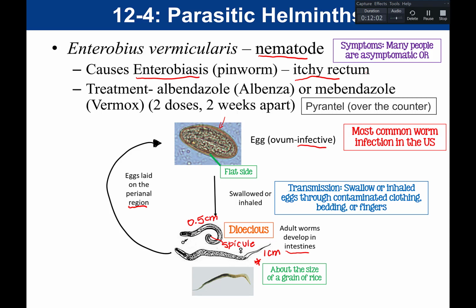And so what somebody has to do is take the doses, 2 doses 2 weeks apart. The second dose is to kill any larval stages that might have hatched during that initial treatment. There are over-the-counter medicines that you can actually take, otherwise known as pinworm medicine or Pin-X. There are several variations of this that are over-the-counter. And so that is also a treatment.